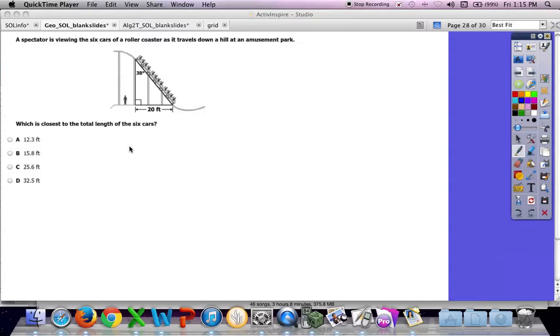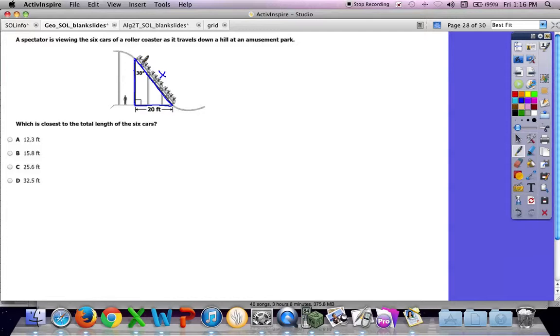So try to see past all of the curved lines and roller coasters and the sky, and understand that in the end what they're giving you here is a right triangle. And it's a right triangle in which you know one angle and you know one side. So we're trying to find the x that we don't know, which is this side of the triangle, the length of all those cars.